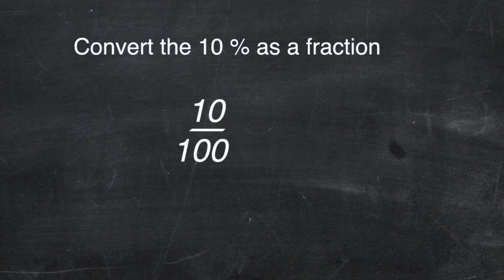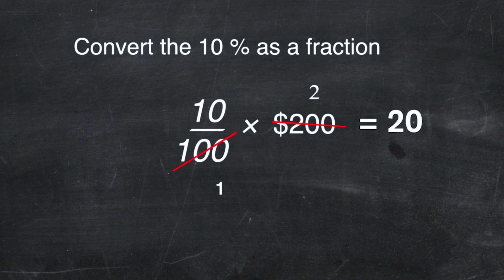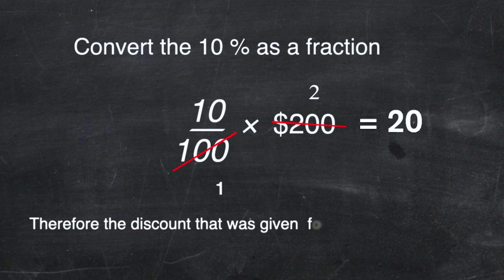First, we convert the 10% to a fraction, which is 10 hundredths. Secondly, we multiply that 10 hundredths by $200. Therefore, we simplify. 100 into 200 gives us 2, and 10 multiplied by 2 gives us 20. And the discount that was given for the flute would be $20. Fantastic. Now on to question 4.